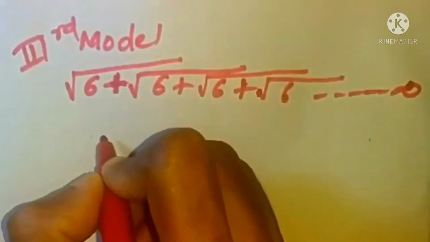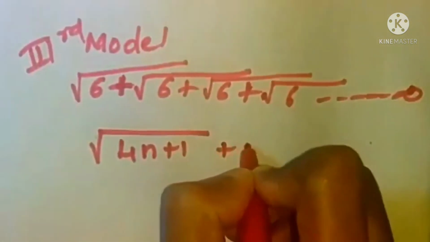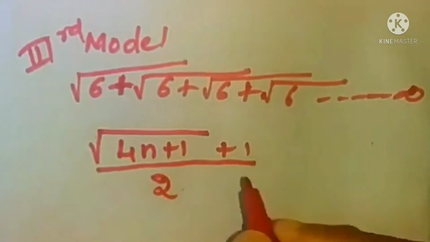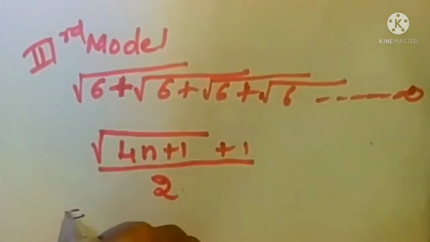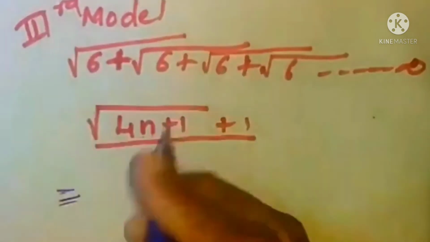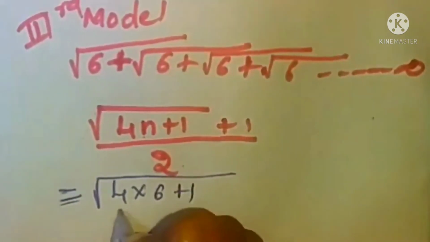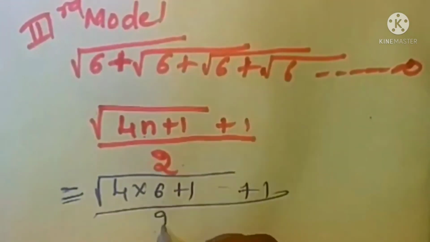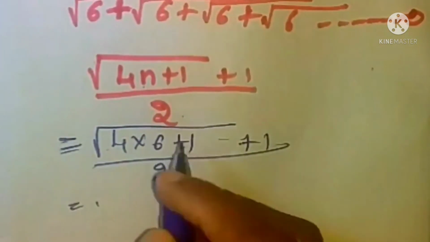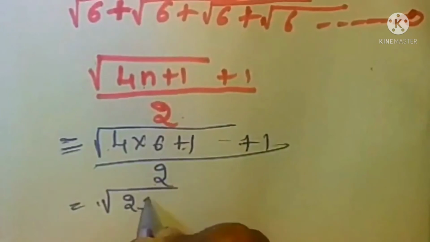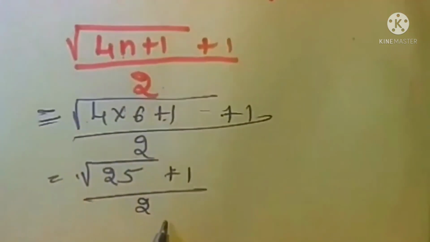Listen carefully. The formula for this is under root 4n plus 1, divided by 2. Now let's see how to solve this. The value of n is 6. Under root 4 into 6 plus 1, divided by 2. How much will it be? 6 4s are 24. 24 plus 1, 25. So under root of 25, plus 1, divided by 2. Under root 25 means, what is the value of root 25?